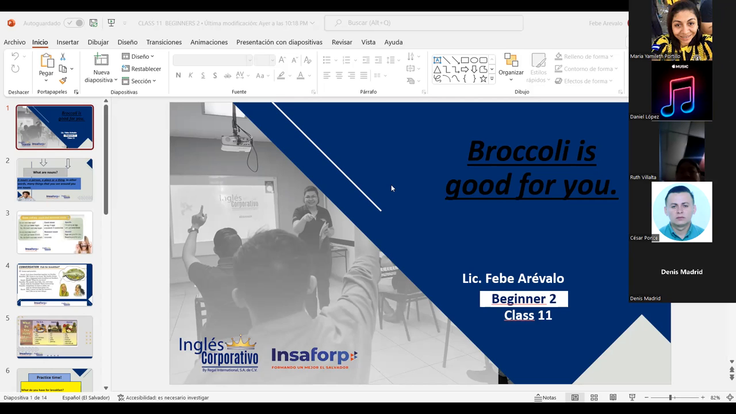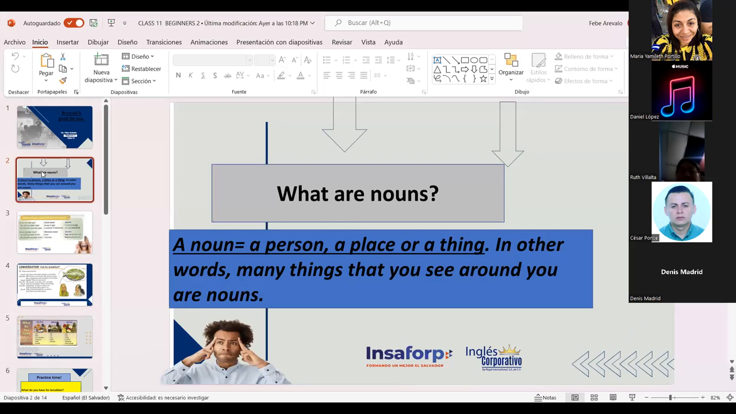So let's get started. Broccoli is good for you. Class 11. Este día tendremos la clase número 11. So let's see if we can remember some things about the information that we saw yesterday. What are nouns? Let me hear you, Jamilet. Can you read the information about nouns? A noun equals.